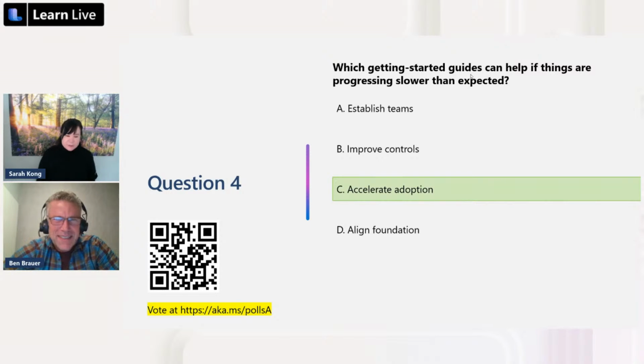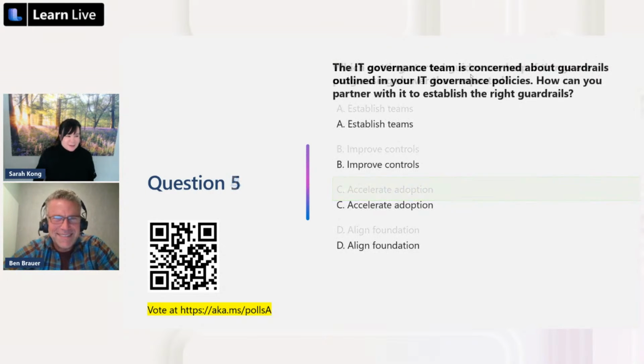Anyway, okay. So which getting started guides can help if they're progressing slower than expected? I'm just going to go through these quickly because we're at time. Accelerate adoption can help you with progressing slower than expected. That one's pretty good, right? Adopting the belief that the cloud rules, that's going to be what you want to do. Accelerate that. And then the IT governance is concerned about guardrails. Outline how you can partner with IT to establish the right guardrails.